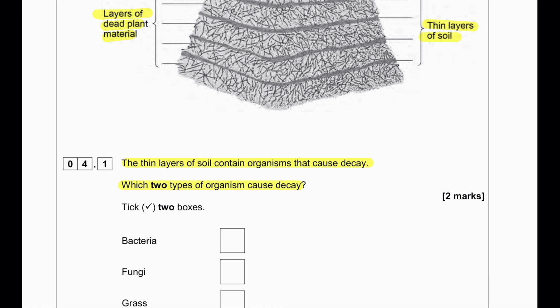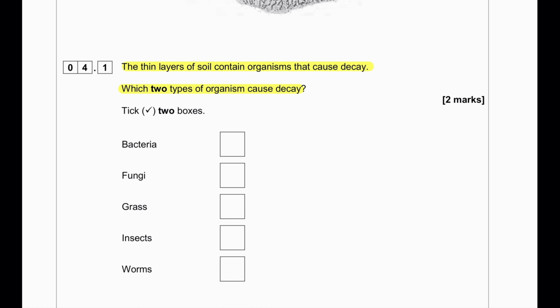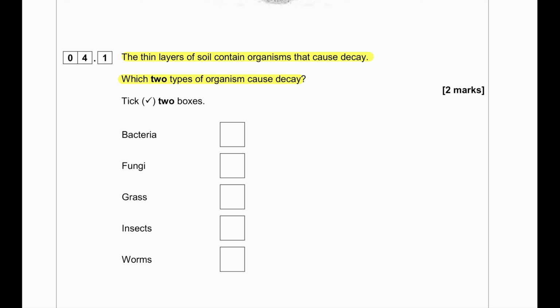Definitely, the type of organism that can cause decay would be microorganisms, which are bacteria and fungi. Grass is what we're trying to break down here. Insects are not microorganisms. Worms are not microorganisms. So, organisms that cause decay would be bacteria and fungi. Insects and worms can feed on the grass.